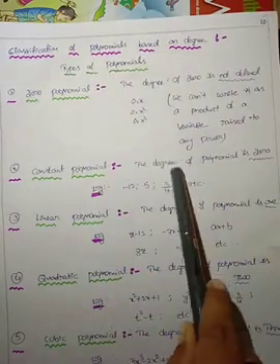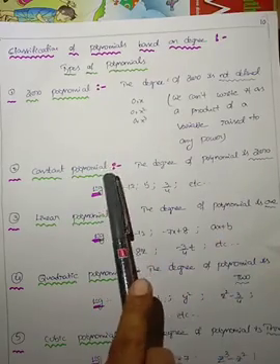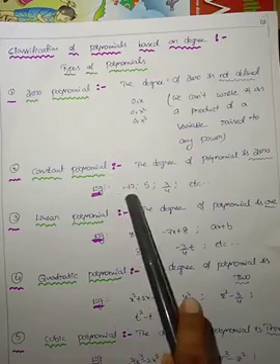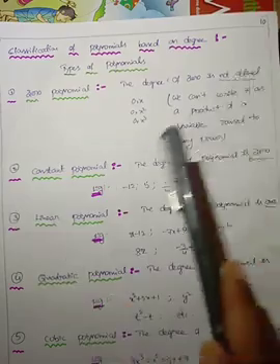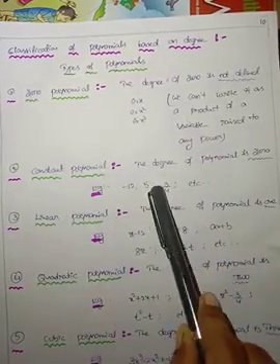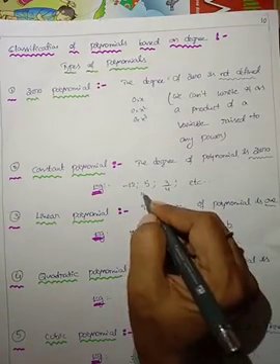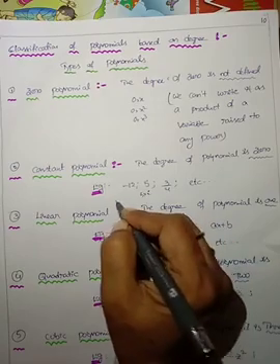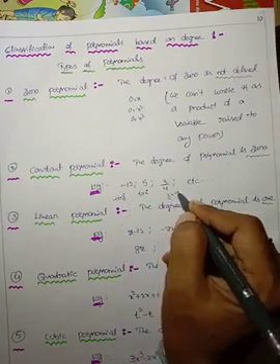Which polynomial has degree 0? That polynomial is called a constant polynomial. Here are examples: -12, 5, 3/4. All constants, all numbers. 5 means 5 into x power 0. -12 means -12 into y power 0. 3/4 means 3/4 into z power 0.